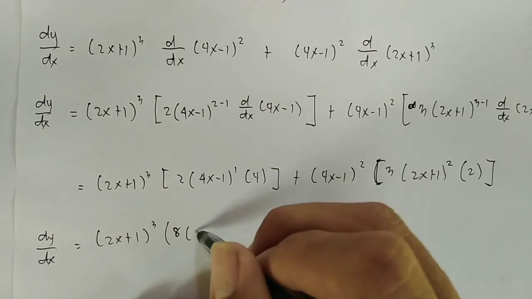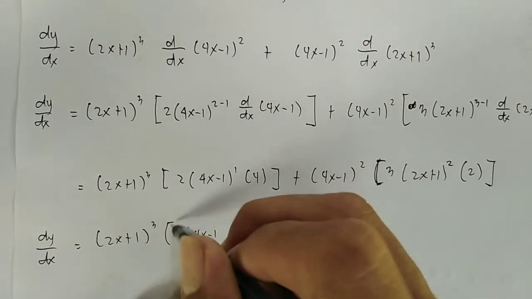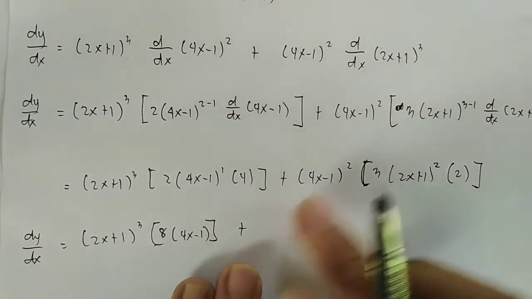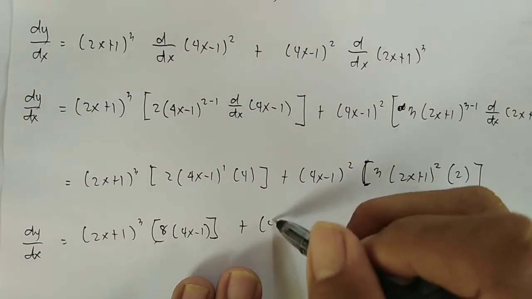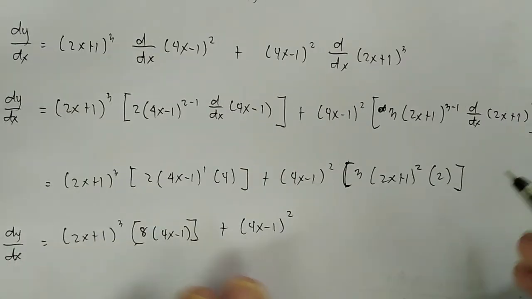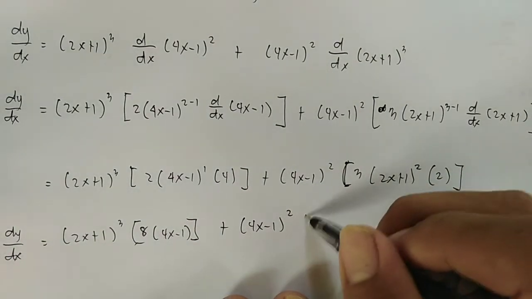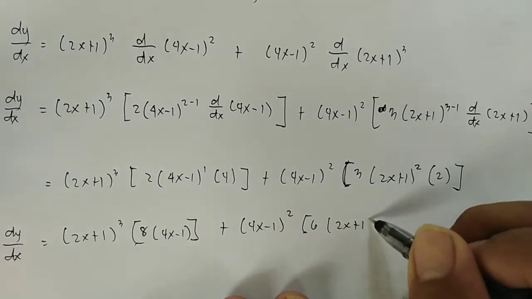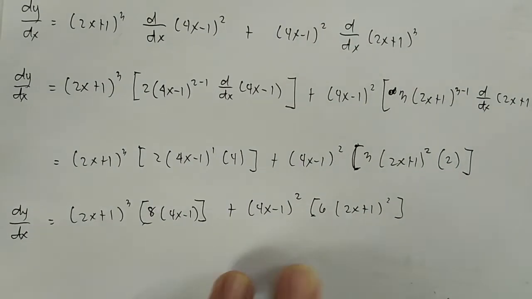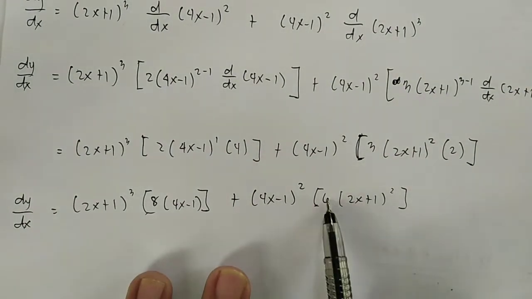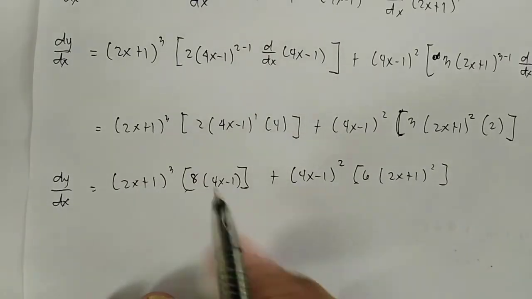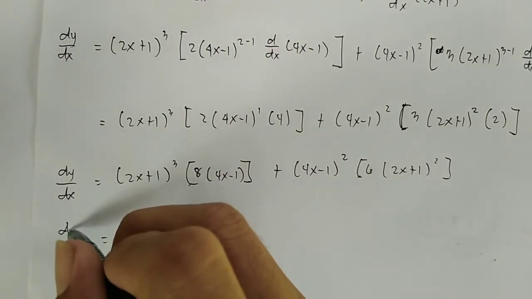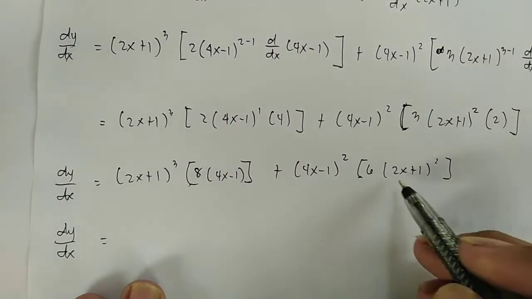Then times 4x minus 1. Then plus, on the other side, we have the quantity of 4x minus 1 to the power of 2, then 3 times 2, which becomes 6 times the quantity of 2x plus 1 squared. So 2 times 3 is 6, then multiply it to the expression. Simplifying this further, multiply all the expressions from side to side.